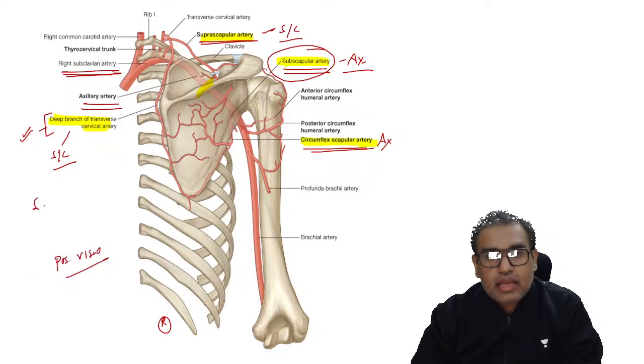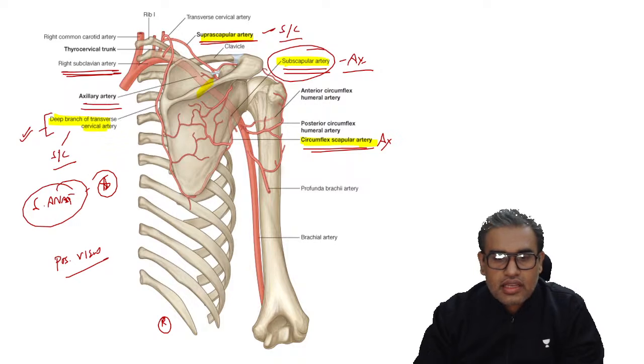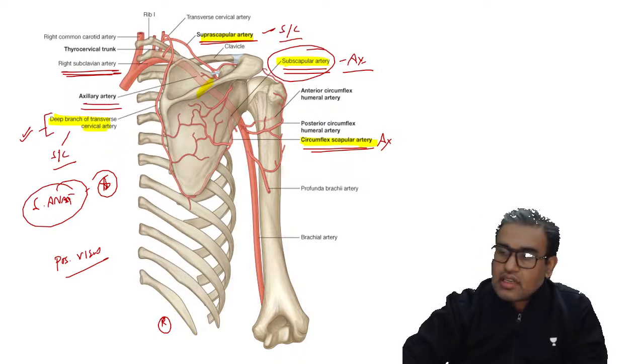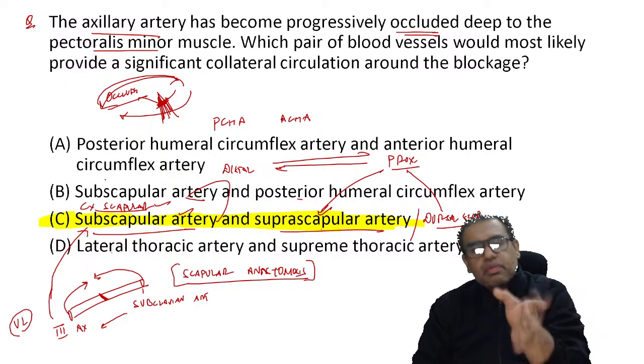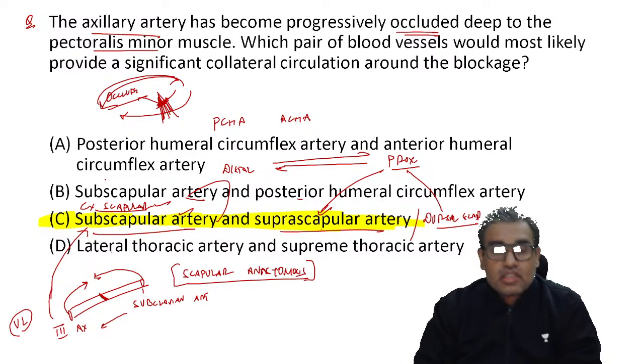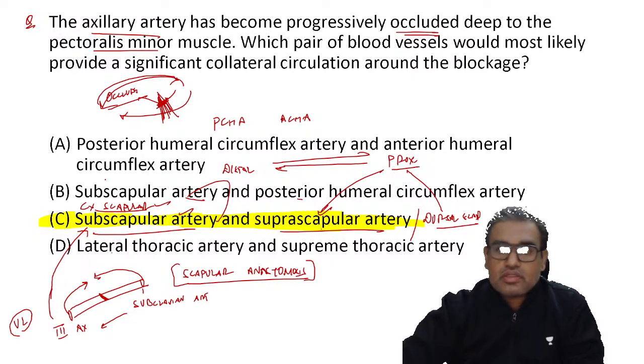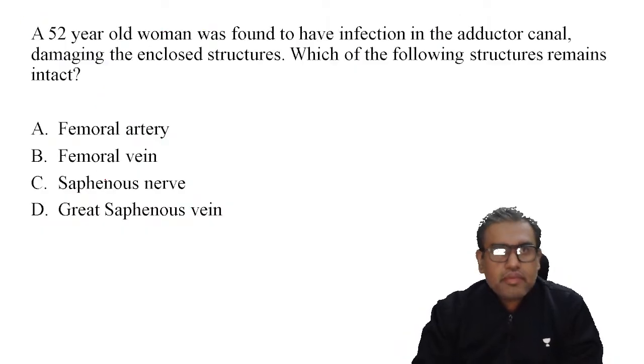Topic is scapular anastomosis. Read the topic, son. This is important clinically. Nowadays clinical questions are coming a lot. Nowadays there are a lot of clinical questions. I hope you know, and this is a repeated question. It is not a new question. This is a repeated question. So be prepared for this. Okay. So let's see another one.